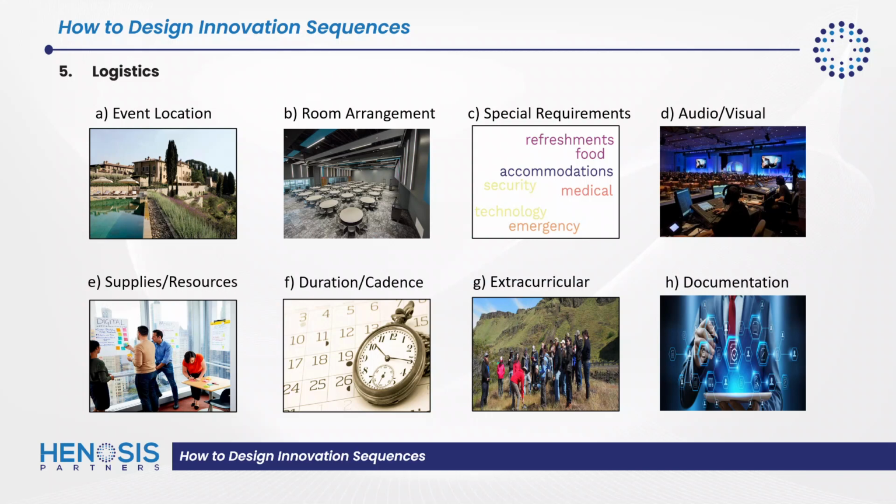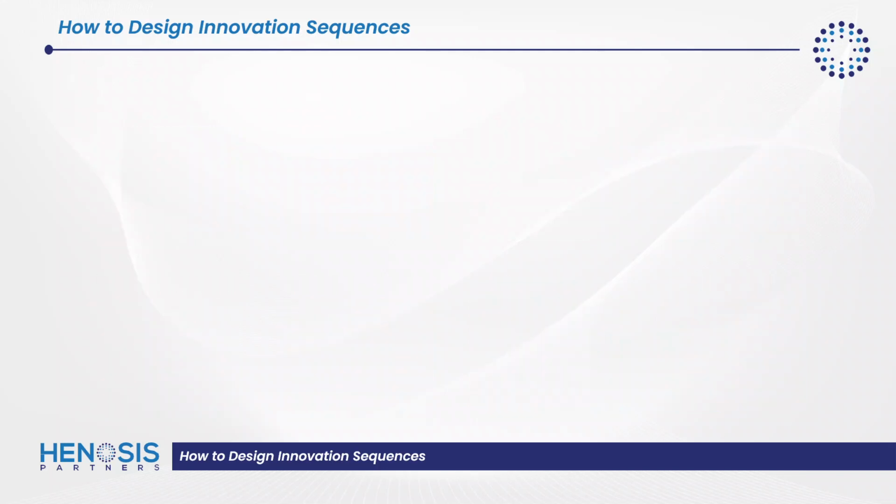What type of documentation might you be bringing into the event in the form of a pre-read document? How are you going to document activities during the event? And what might you produce post-event in the form of a report? It's the logistics of an event that often make or break an event. And for this reason, you need to consider all of these separate considerations.